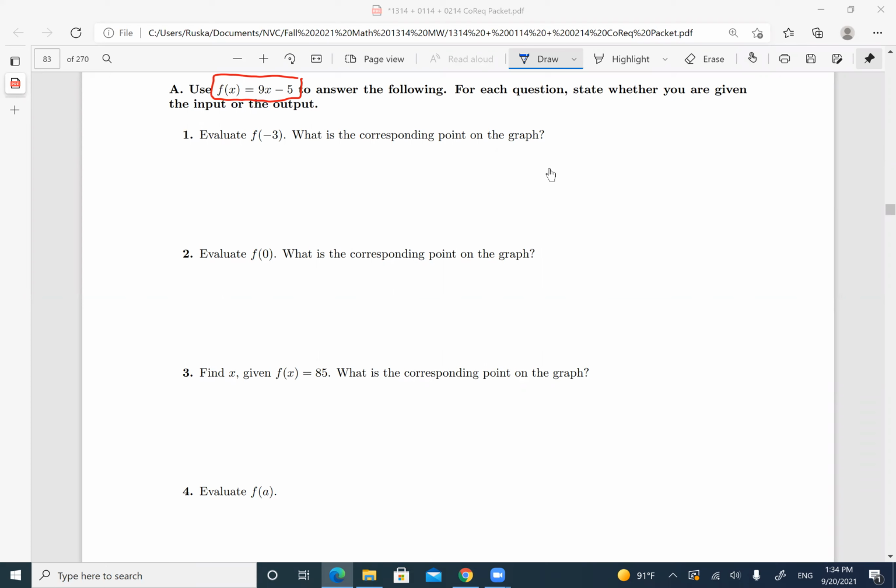So we need to find x, and also for each question state, are you given the input or the output? So what is given for number 3? We have given f of x equals 85. Is that y or x? What is given? Y. Y, good job. So this is input or output? It's the output. Y is the output, x is the input. Okay, so we have given.